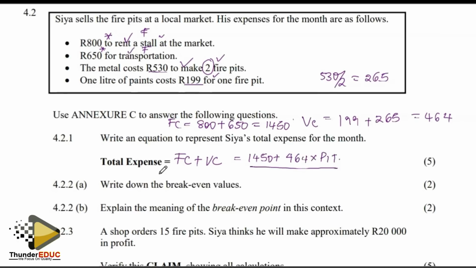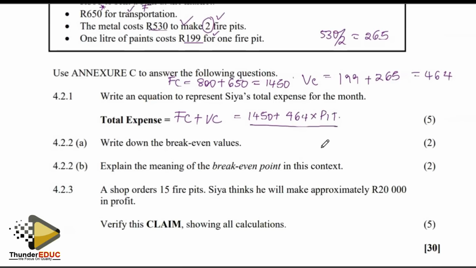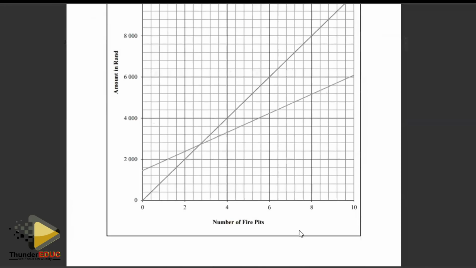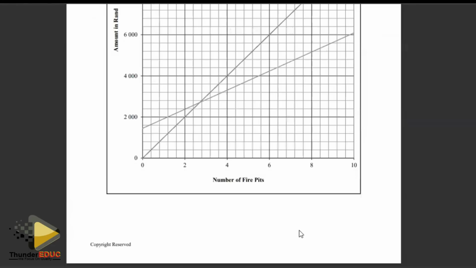Okay. Write down the break-even values. Remember, they've told us to use an extra C. An extra C is this one here. The break-even values, they're not that clear. Check them here. You have to give us this other value here.